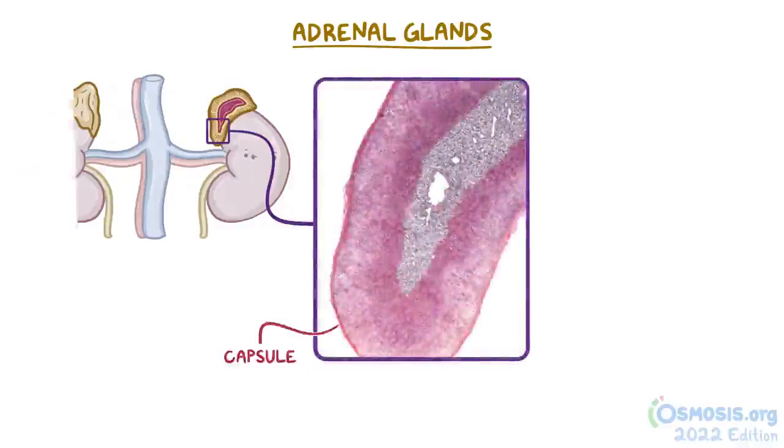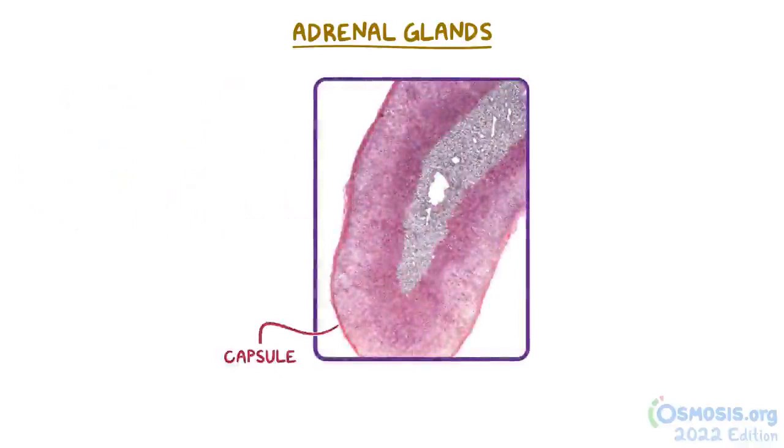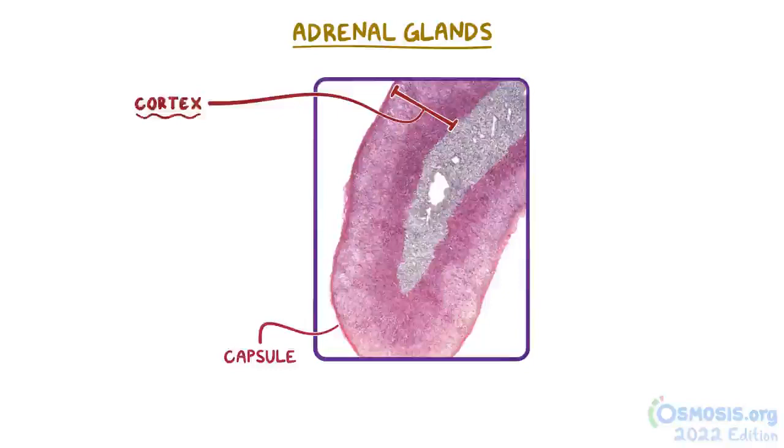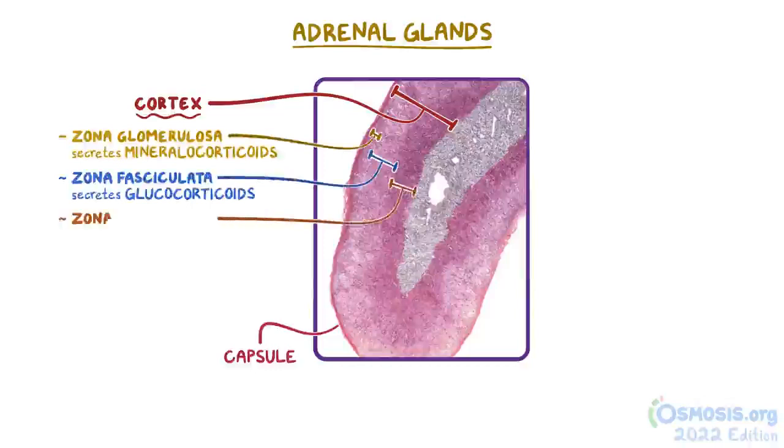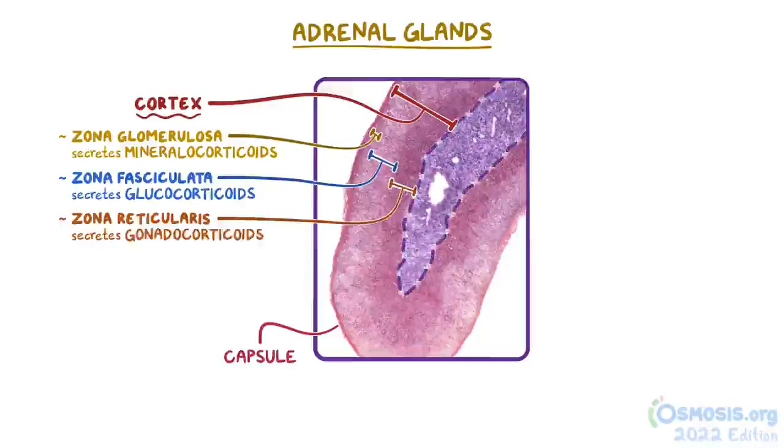The parenchymal tissue has two main regions, the adrenal cortex and the adrenal medulla. The cortex is the large outer region of the adrenal gland. The cortex can be further divided into three zones that each secrete a different class of steroid hormones. Starting with the most superficial zone, the zona glomerulosa secretes mineralocorticoids, the zona fasciculata secretes primarily glucocorticoids, and the zona reticularis secretes primarily gonadocorticoids, or sex hormones.